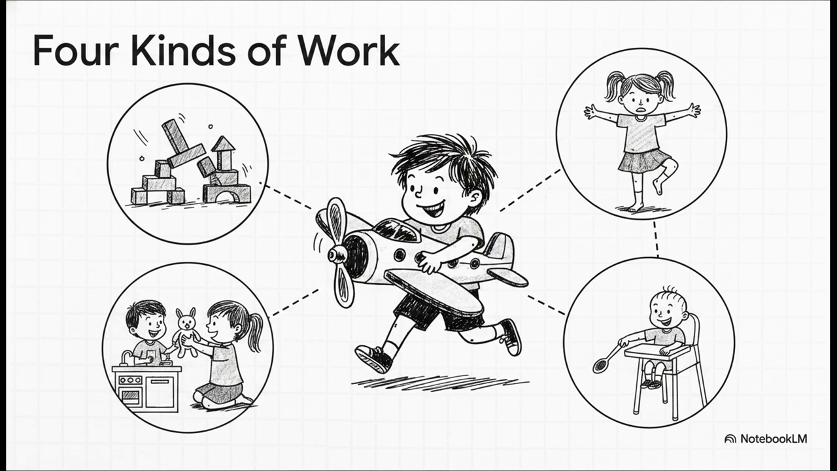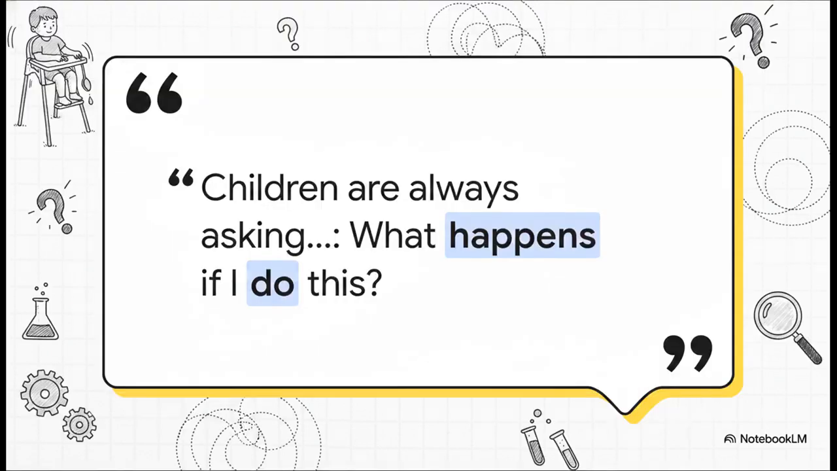Third, they test other people. Play is a massive negotiation system. Just like roommates figuring out how to share a tiny kitchen, kids are practicing how to share control and, crucially, how to recover from disagreements. And finally, they are constantly testing rules. Which brings us to this internal question that kids are basically always asking without using words. What happens if I do this?